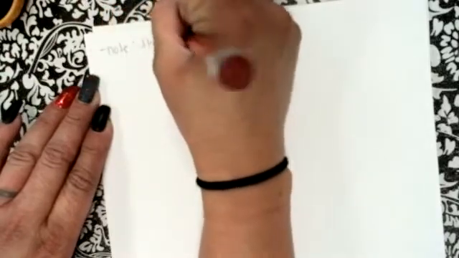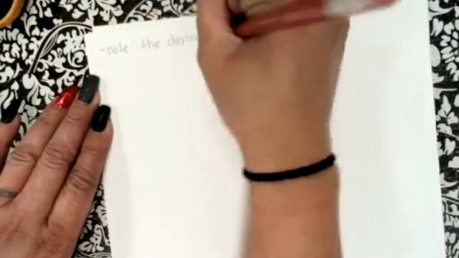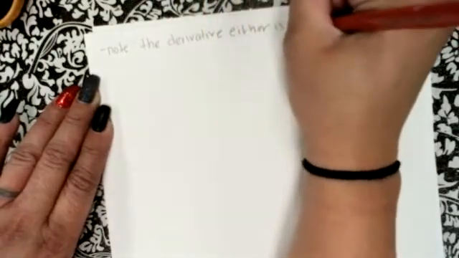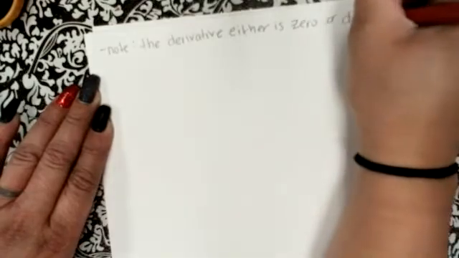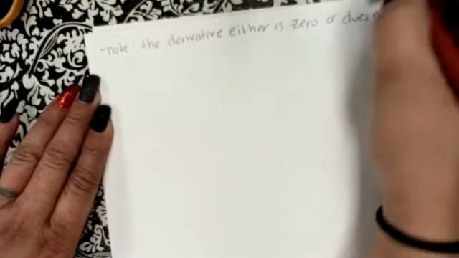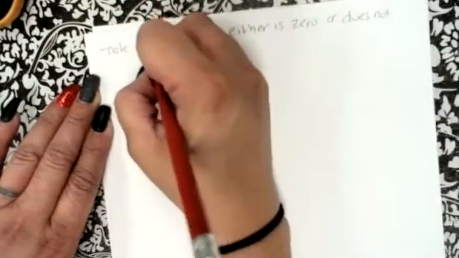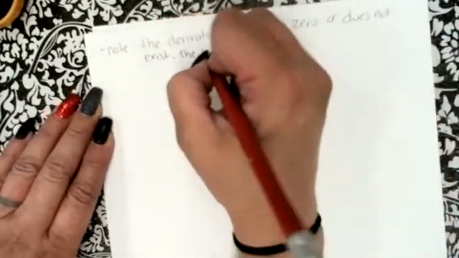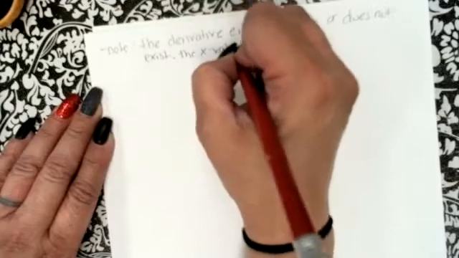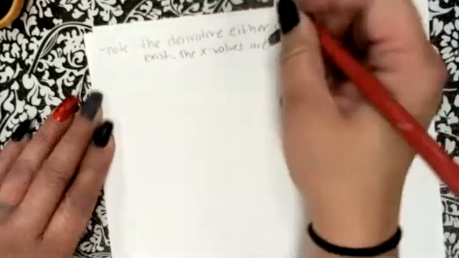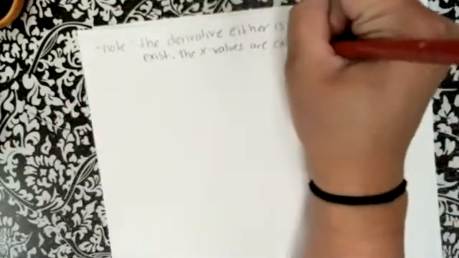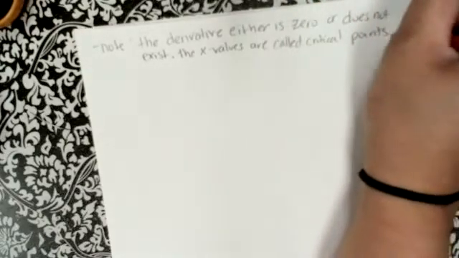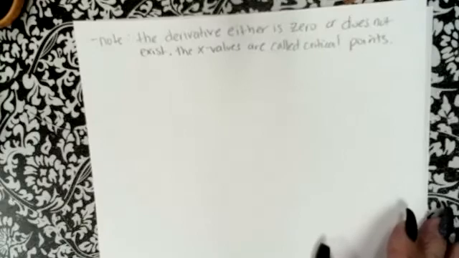Note that the derivative either is 0 or does not exist. The x values are called critical points. Critical points.